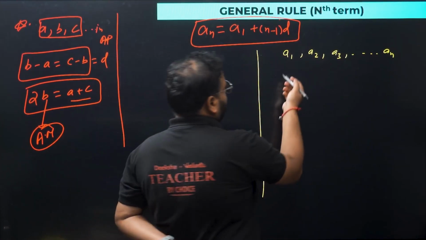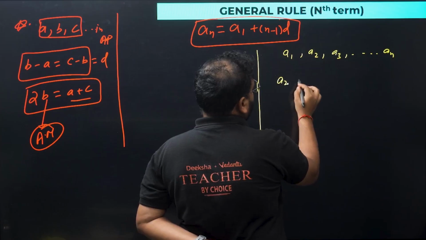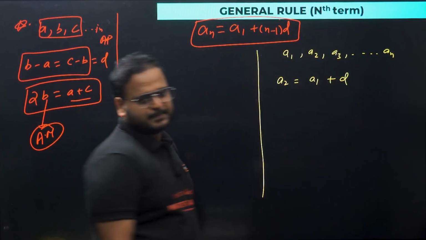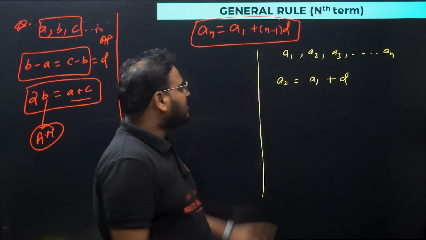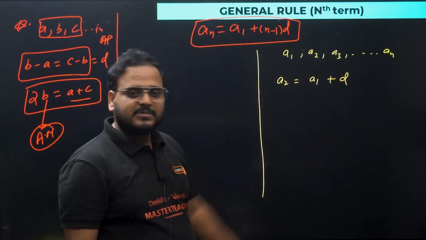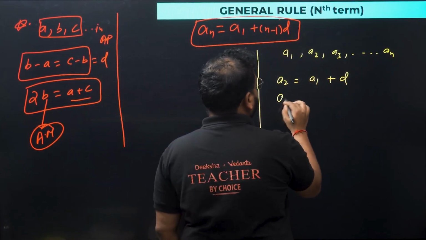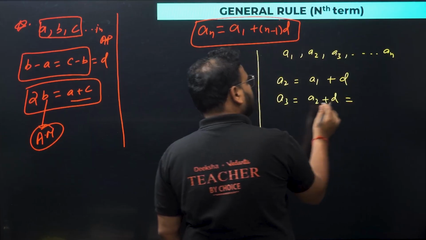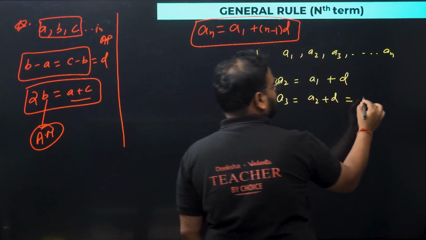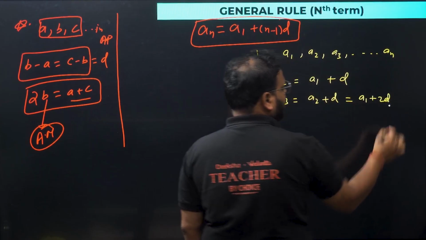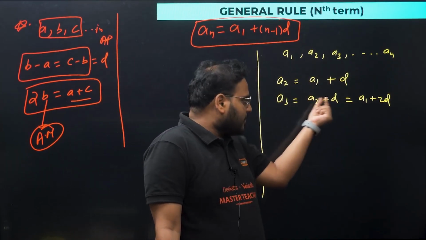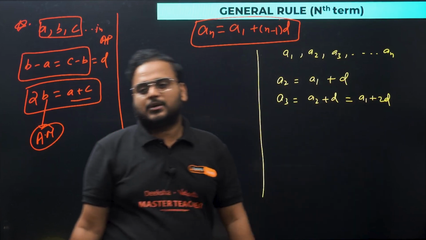Alright. So I can write A2 as what? The first term A1 plus the common difference, right? That's how we write this: A2 equals A1 plus D. Second, let's go ahead and write A3. This will be the second term plus the common difference. Use the second term formula from here. Substitute the A2 value from the previous one: A1 plus D. You'll get A1 plus 2D.